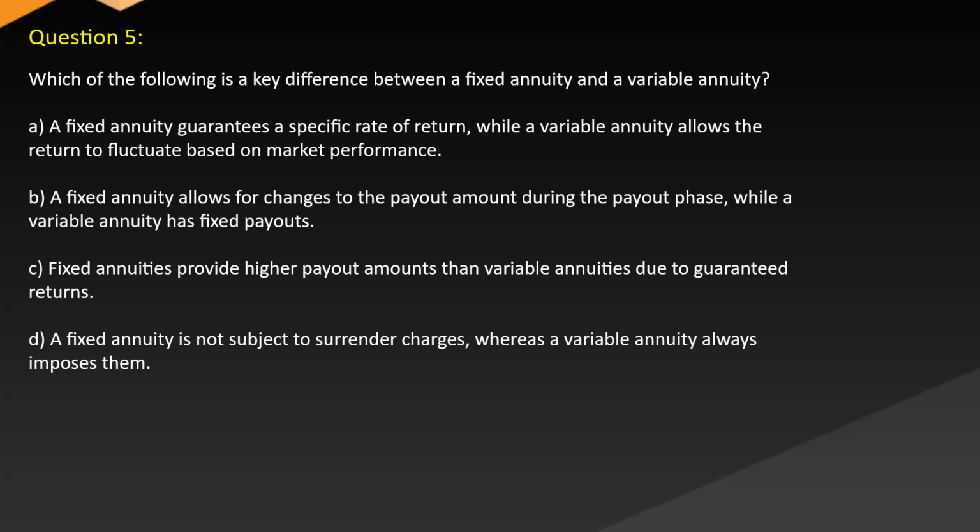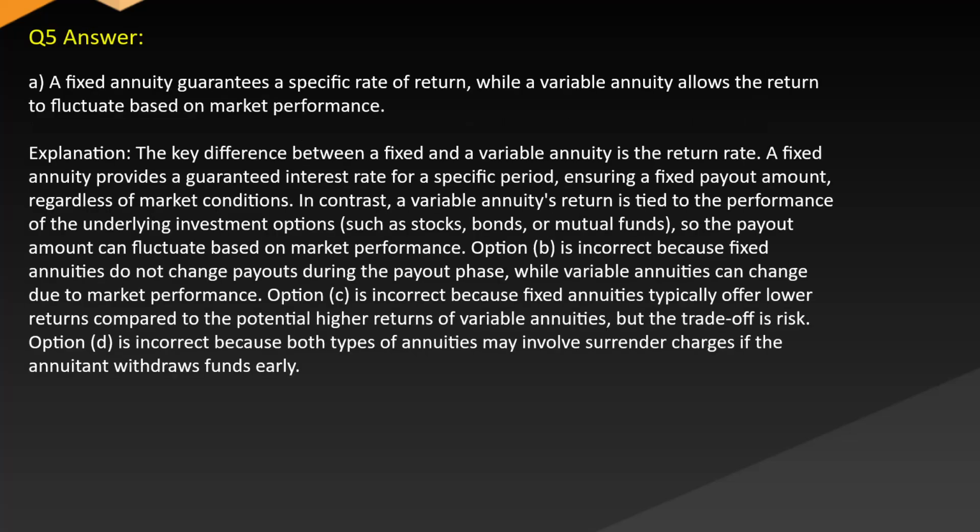C. Fixed annuities provide higher payout amounts than variable annuities due to guaranteed returns. D. A fixed annuity is not subject to surrender charges, whereas a variable annuity always imposes them. Answer A. A fixed annuity guarantees a specific rate of return, while a variable annuity allows the return to fluctuate based on market performance. Explanation: the key difference between a fixed and a variable annuity is the return rate.